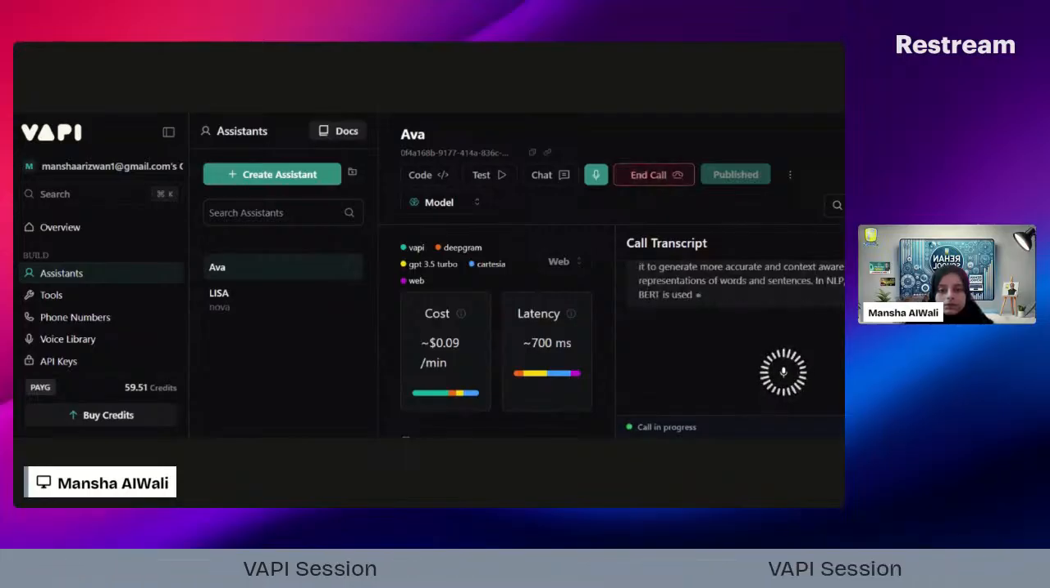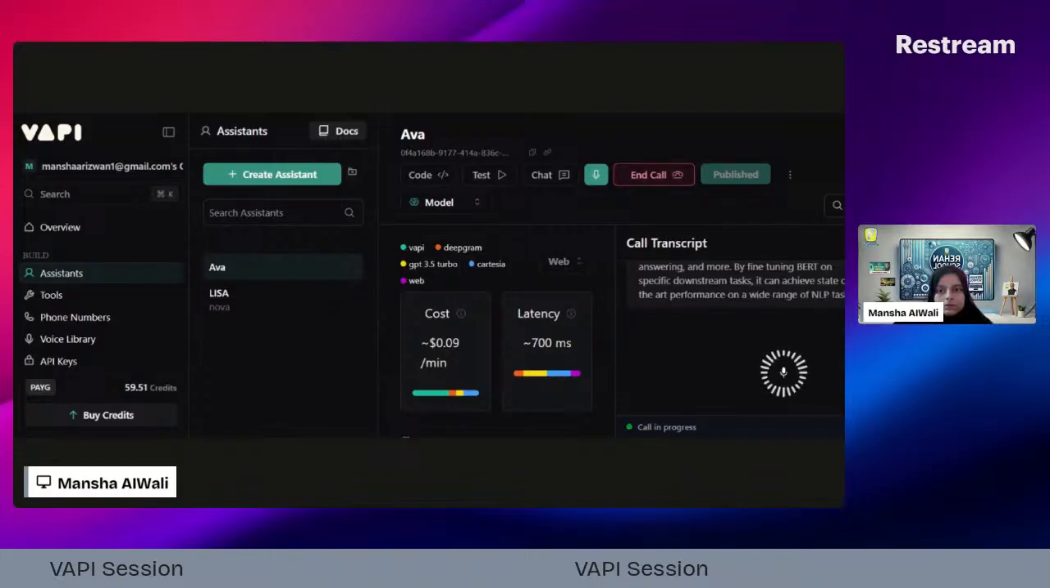In NLP, BERT is used for various tasks such as text classification, named entity recognition, question answering, and more. By fine-tuning BERT on specific downstream tasks, it can achieve state-of-the-art performance on a wide range of NLP tasks without the need for task-specific architectures or feature engineering. BERT has become a popular choice for many NLP applications due to its ability to capture complex language patterns and semantics.